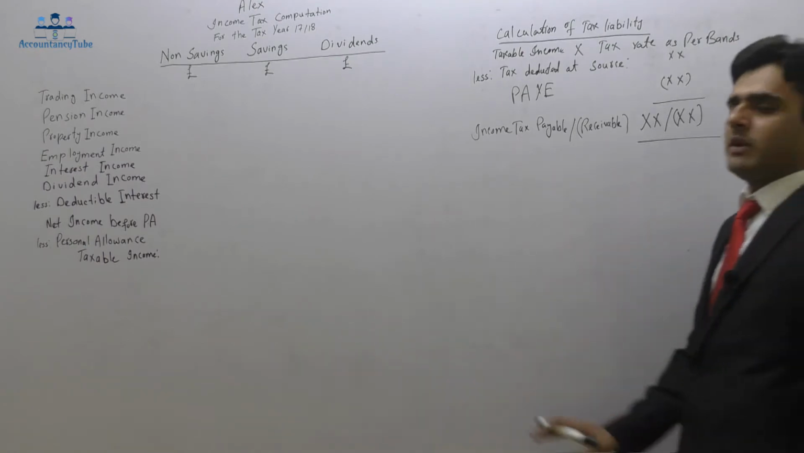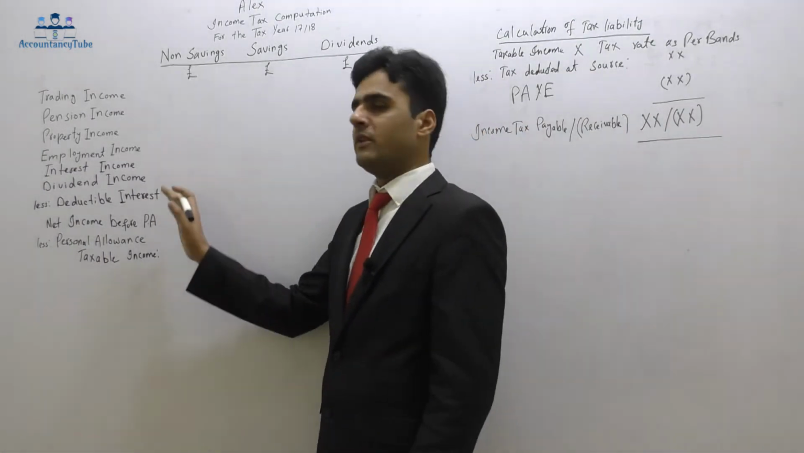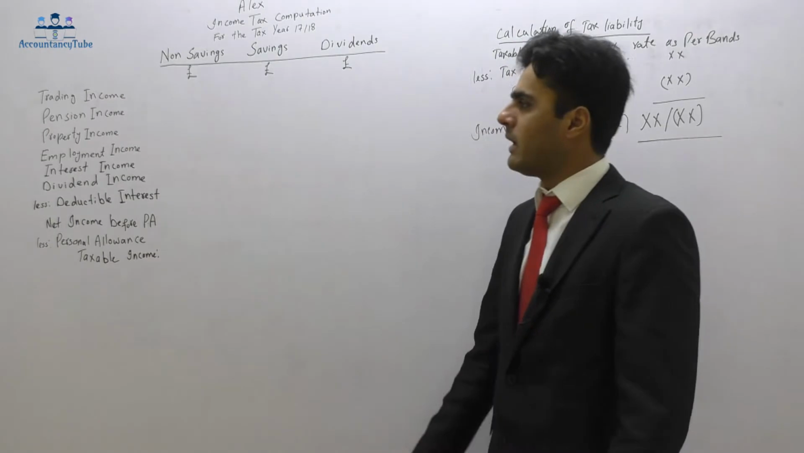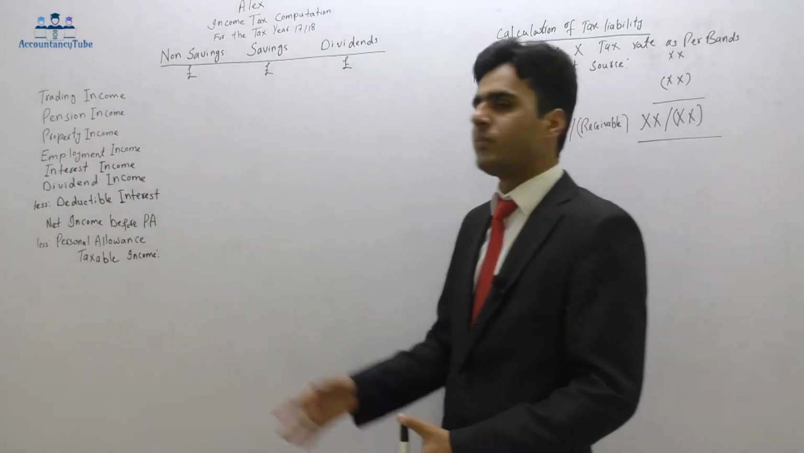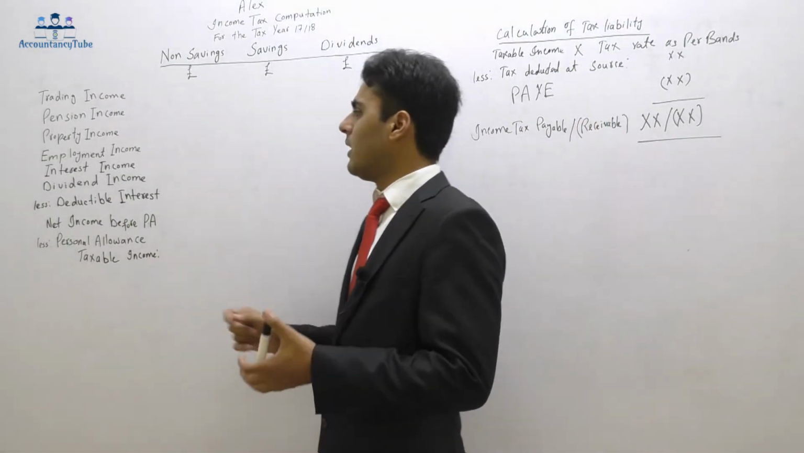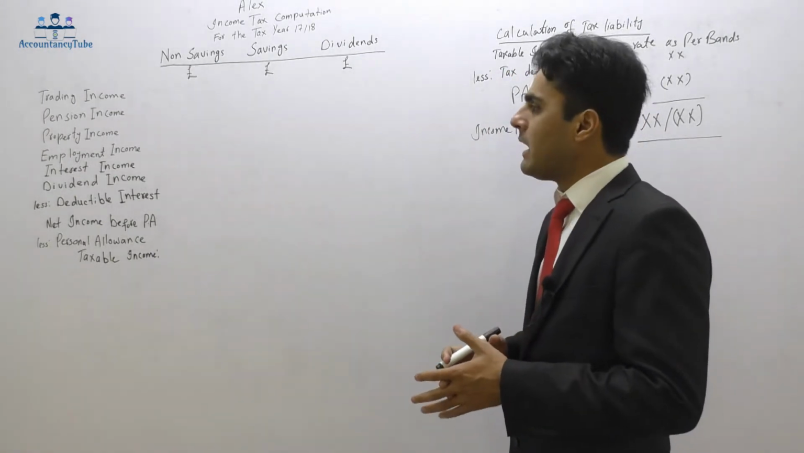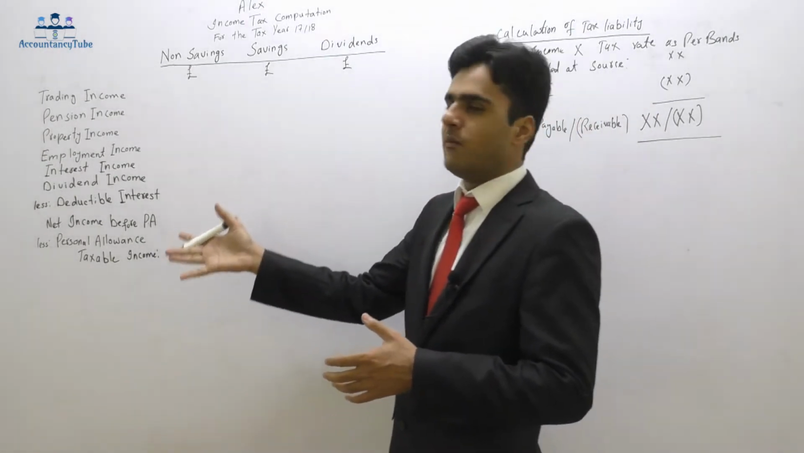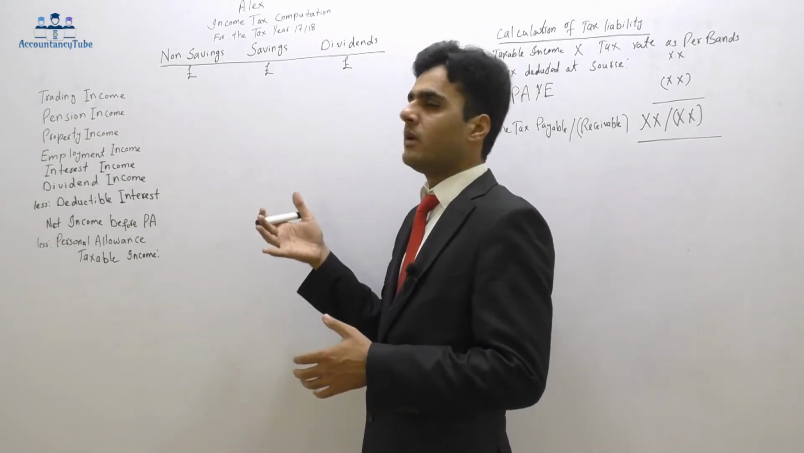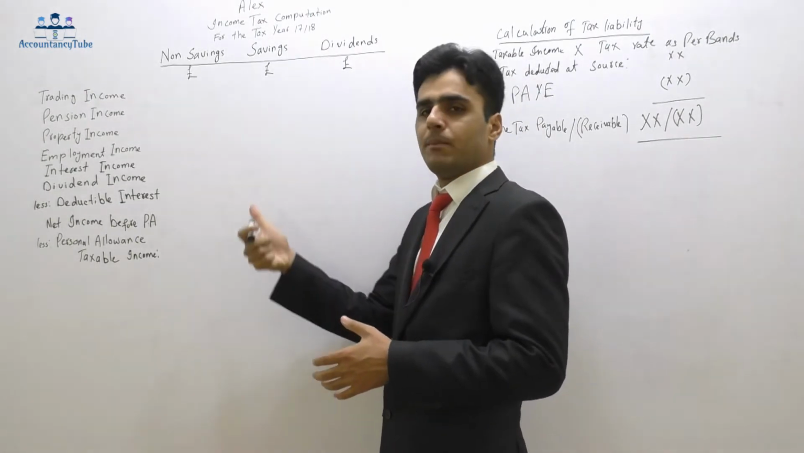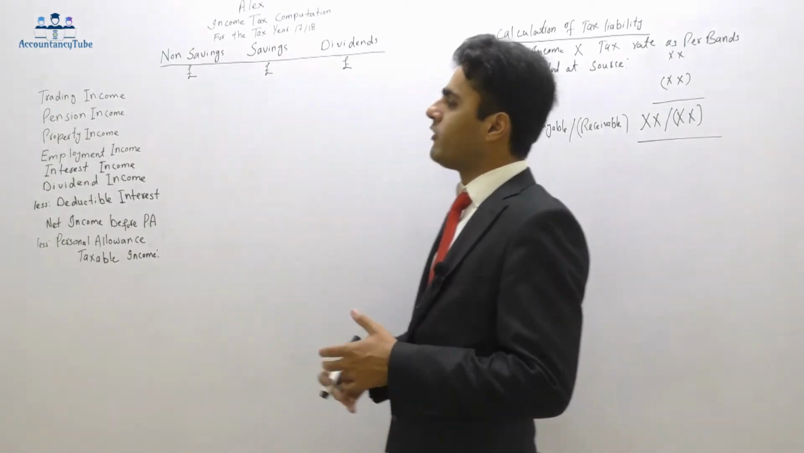Now, common sources of income I've listed down on the very left side in the description side. These are the common sources of income in the UK which you can find in the questions, and normally we will have income from these sources. Now the question is, which source of income will go into which section? Trading income, pension income, property income, employment, interest, dividend.